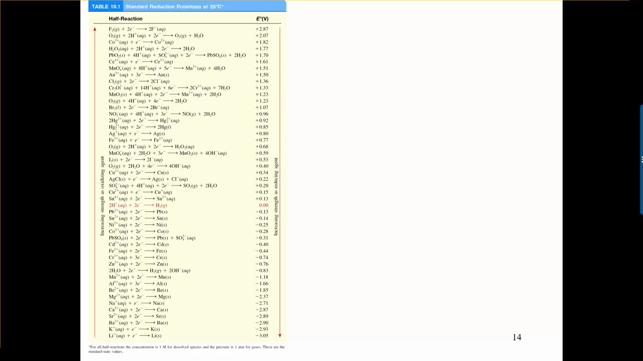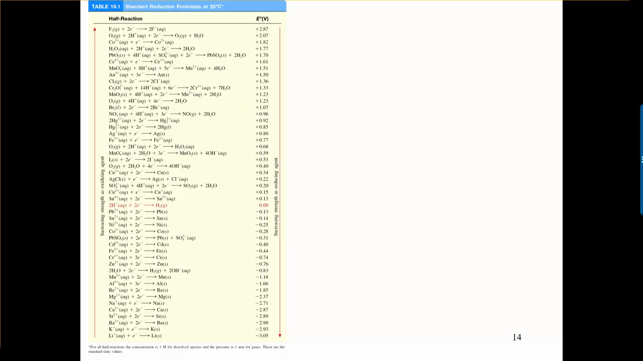The thing that becomes reduced is the thing that receives electrons. Doesn't it make sense that if you have this positive 2.87 charge, as fluorine does, it has a strong potential to gain electrons? It's a strong oxidizing agent because it has a strong attraction for electrons. Fluorine has one of the highest electronegativities, a strong potential to draw electrons towards it. So does oxygen. Oxygen has a strong oxidizing potential.